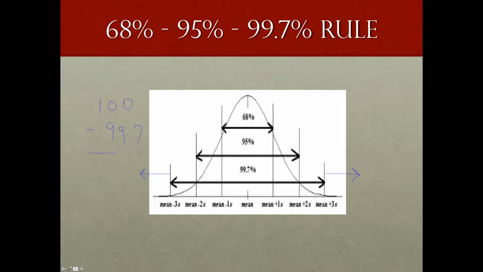Then we've got 0.3% of our data that has to go in the tails. Well, it has to be equally put into the tails, half of it here and half of it here. So what you have is 0.15% of your data in each of the tails. Well, 0.15% is 15 out of every 10,000, which is not much.